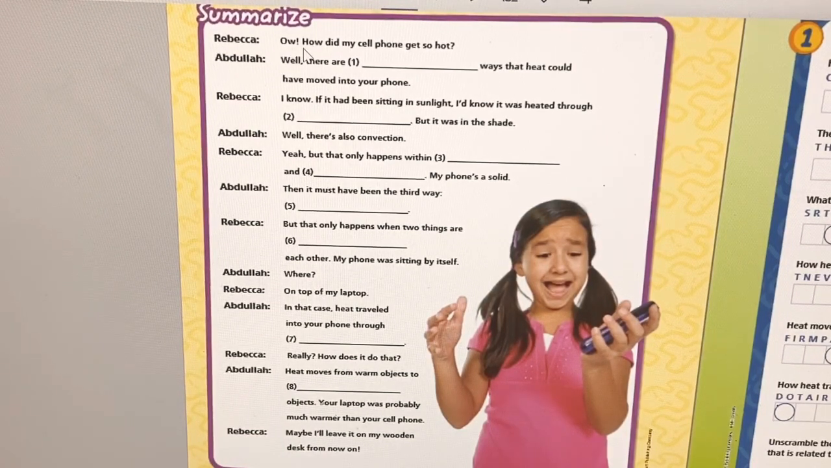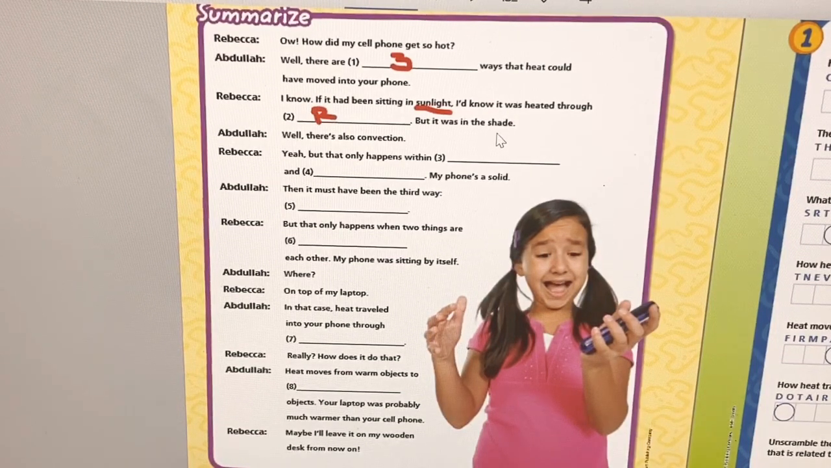First, Rebecca: Oh, how did my cell phone get so hot? Abdullah: Well, there are ways that heat could have moved into your phone. How many ways do we have for the heat to move? Heat travels in how many ways? Yes, in 3 ways. Excellent. Rebecca: I know. If it had been sitting in sunlight, and sunlight is what? I would know it was heated through definitely radiation. I'm gonna write R for radiation.